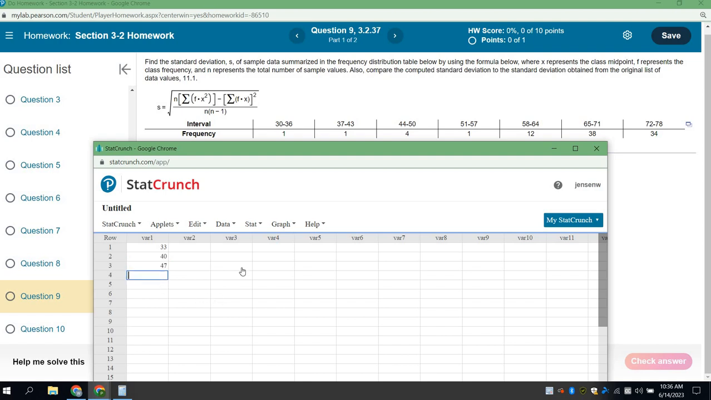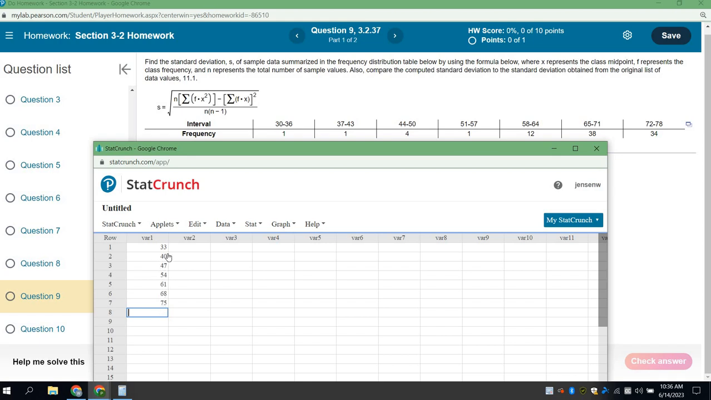So let me pause there. I'm just adding 7 each time. Now notice 47 is right in between 44 and 50, 3 up from 44, 3 down from 50. So I just keep adding 7: 54. 54 is right in between 51 and 57. Keep adding 7. That would put me at 61, which is right in between 58 and 64. Keep adding 7: 68, right in between 65 and 71. And here's my last one. Add 7 to that, and I come up with 75. So I just added that class width every time.